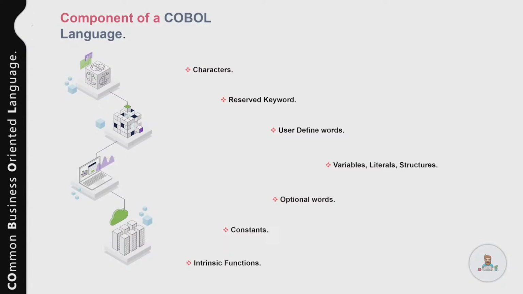So first component is character. Second one is reserved keywords. Then you have user defined words. Apart from that, you have variables, literals, and structures. After that, you have optional keywords, constants, and intrinsic functions. And with the help of these components, you can create the business logic of the COBOL program.